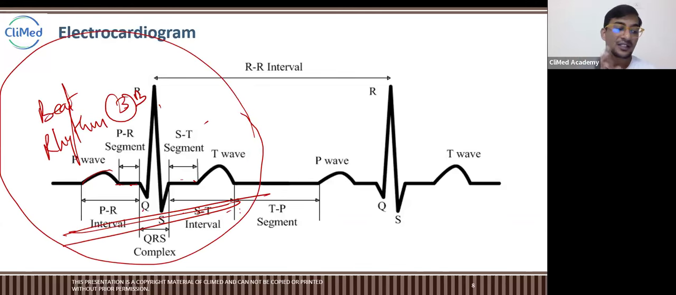Understand, guys, here is the LV. The entire blood will be going from the LV to the aorta, and from the aorta to the entire body. And from the aorta only, there are vessels which bring oxygenated blood to the heart also. Those are called coronary arteries.